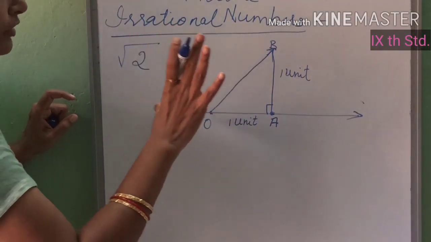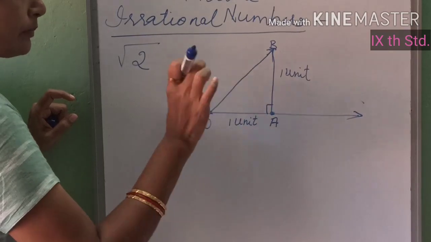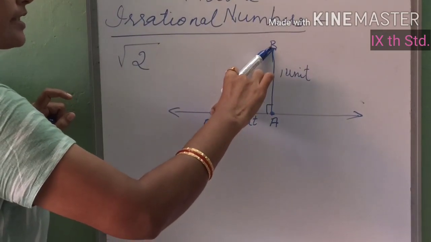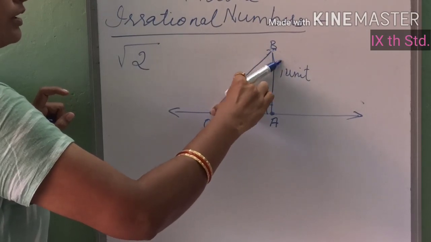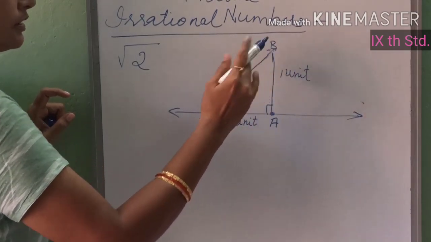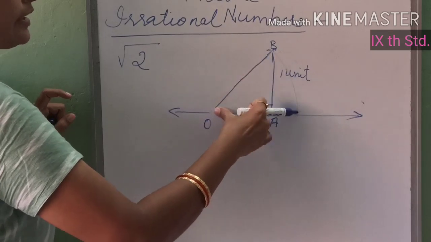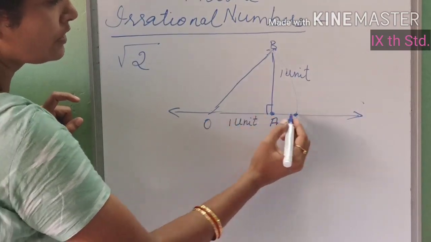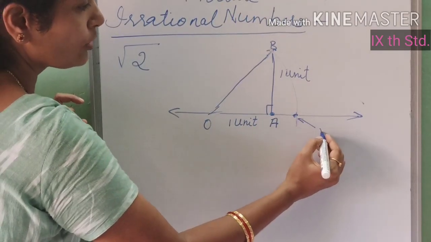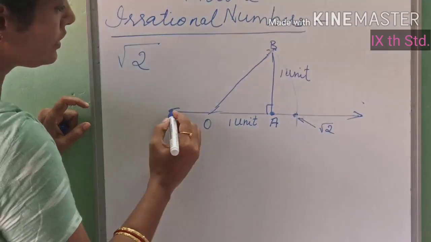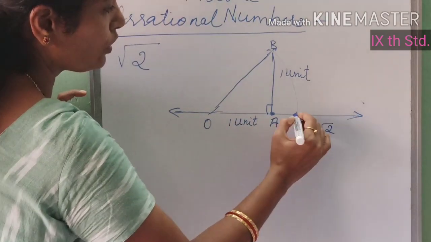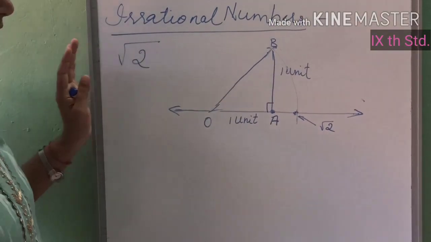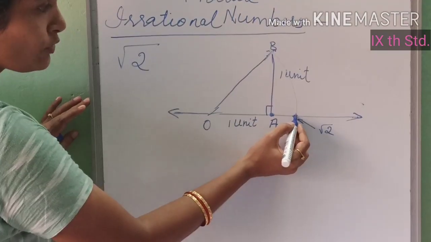Okay? Then what we will do? We will take the compass pointer, keep it at point O, take the radius as OB, then draw an arc such that it will intersect the number line. Okay, this point is root 2. So we are representing root 2 on the number line. This is one way of representation. Okay, how do we get this as root 2?